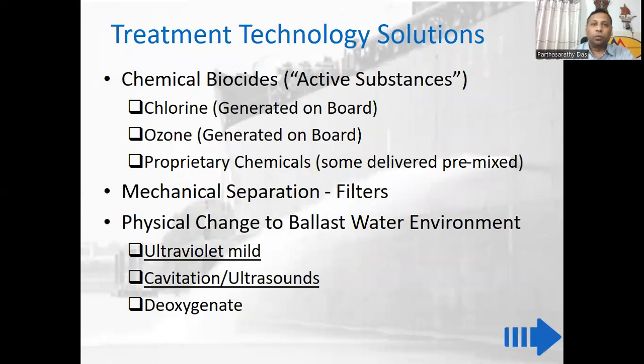Now, the solutions to this treatment technology have been identified over 3 different criteria. The first is chemical biocides, which are active substances such as chlorine and ozone, generated on board, and proprietary chemicals, some of which are delivered premixed from shore to the ship. The second is mechanical separation, which we have discussed, obtained through filters. The third is physical change to the ballast water environment, which is done by ultraviolet, mild cavitation, and deoxygenation.